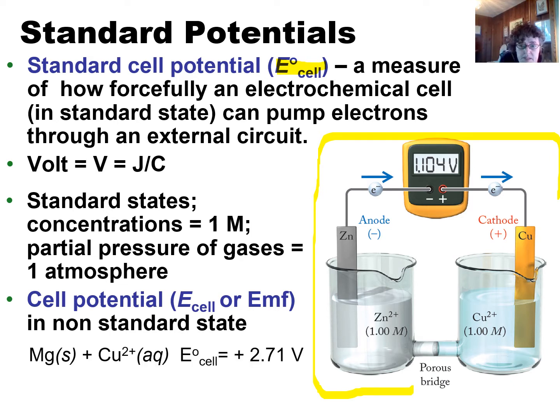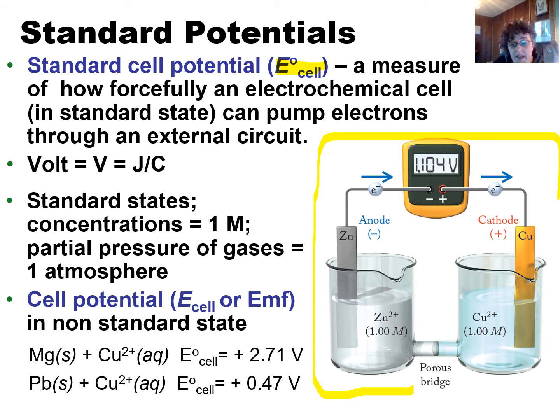The problem is if I change the pair, if instead of zinc I have magnesium, I get a totally different value. I get 2.71 volt, so it's much higher. That means that when I pair up copper and magnesium, their behavior is more different. Their ability is more different, there is a higher difference between the two than there is between zinc and copper. So it makes it even easier for the copper to take away electrons from the magnesium.